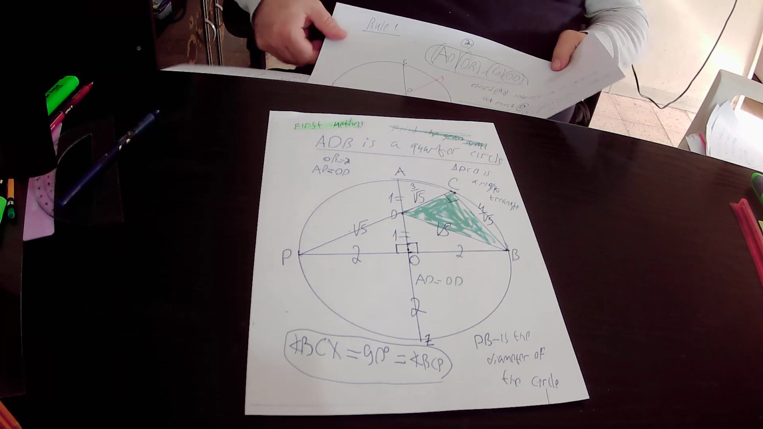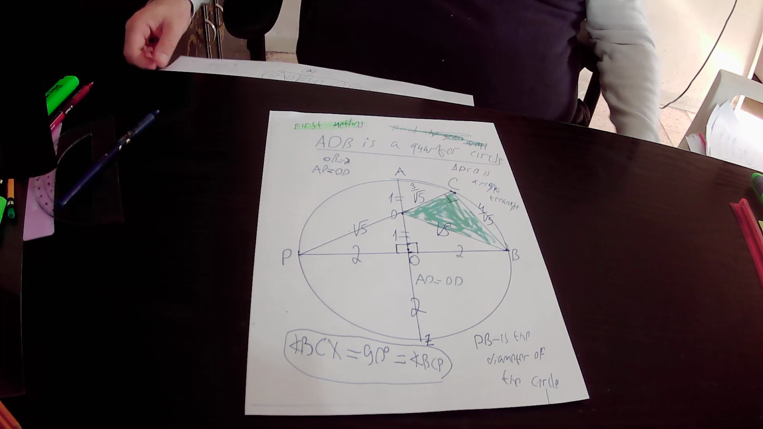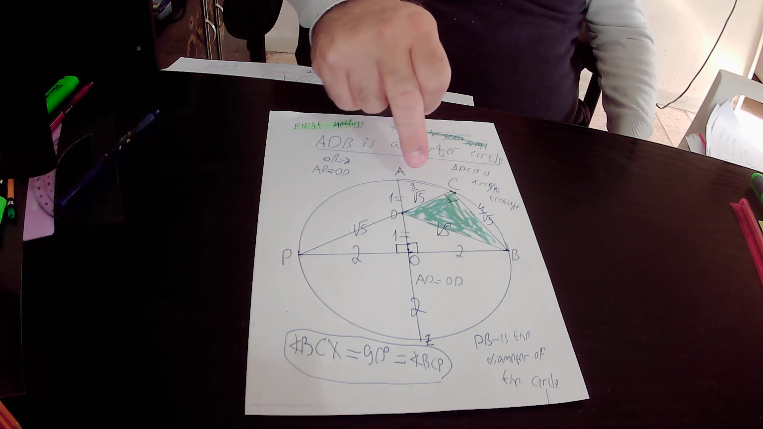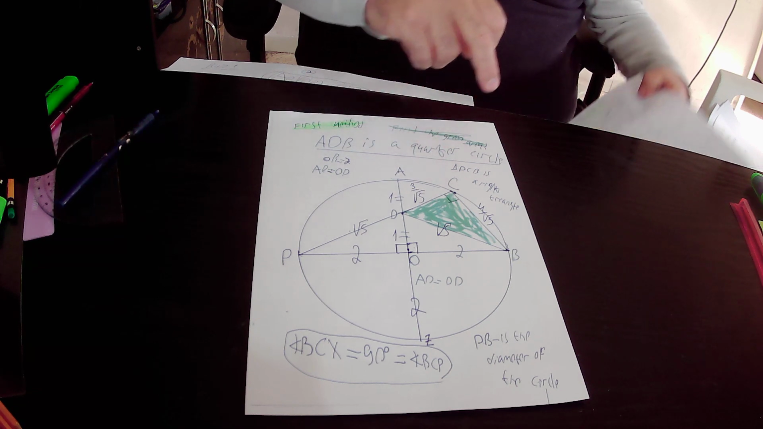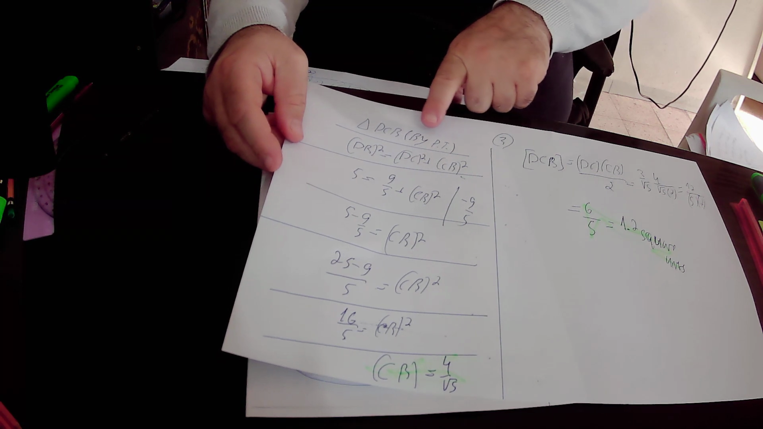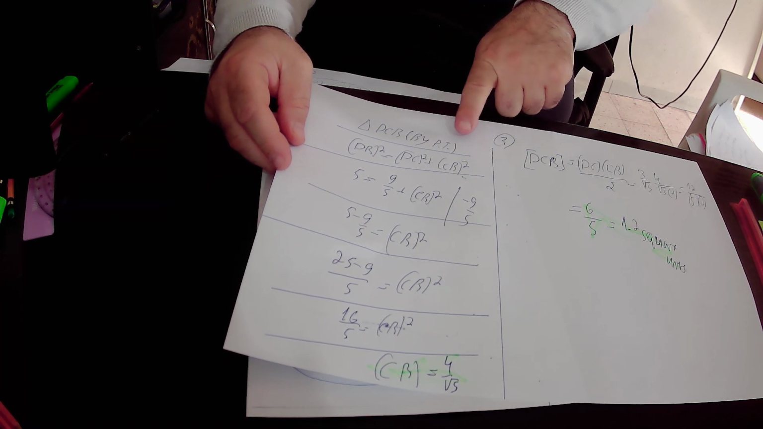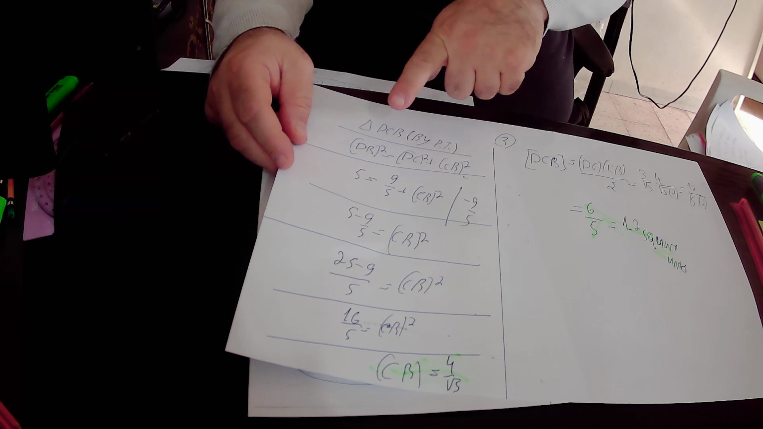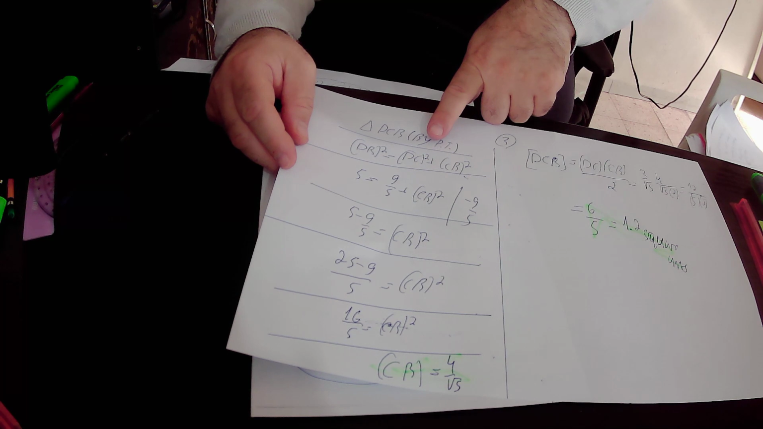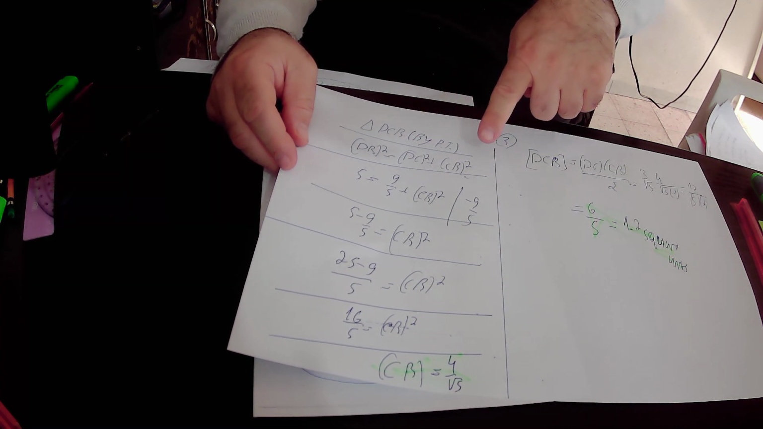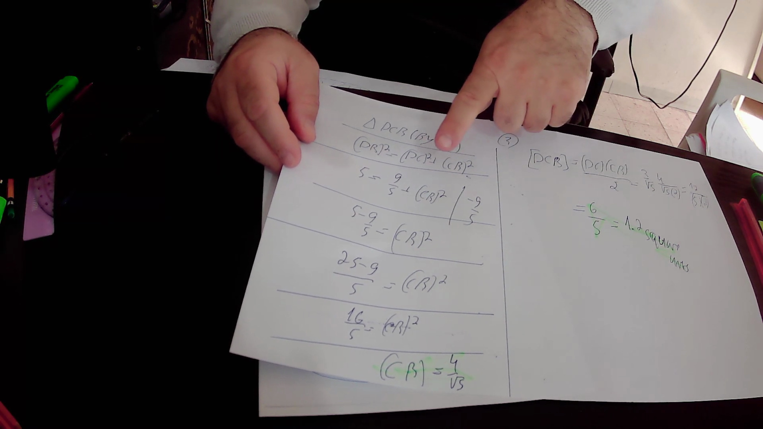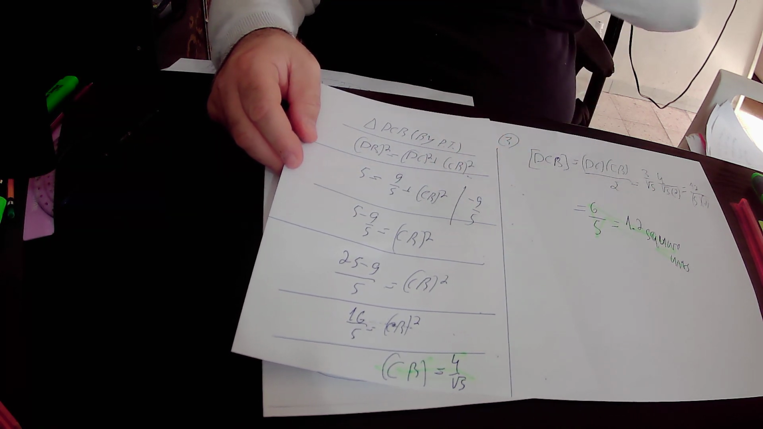Okay, then we implemented the Pythagoras theorem on the right triangle DCB. According to the Pythagoras theorem on the right triangle DCB, DB squared equals DC squared plus CB squared. DB is square root of 5, so DB squared is 5. DC is 3 over square root of 5, so DC squared is 9 over 5, plus CB squared. We subtracted 9 over 5 and got that 5 minus 9 over 5 equals CB squared.